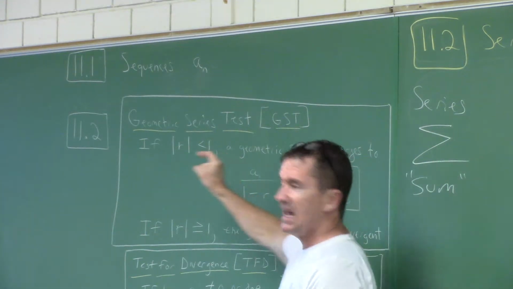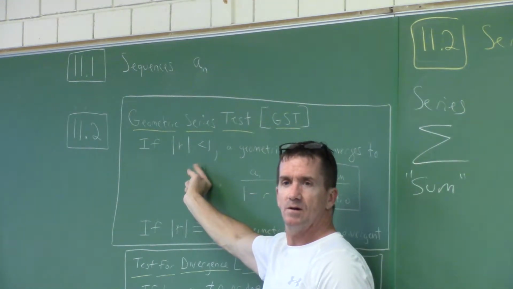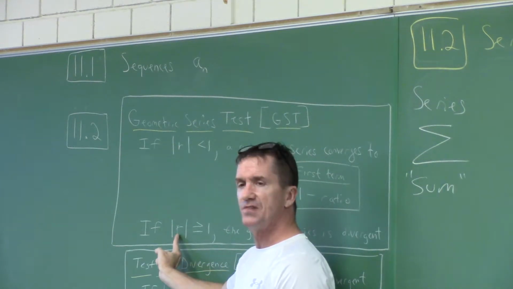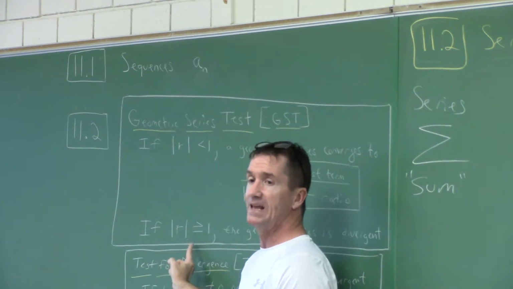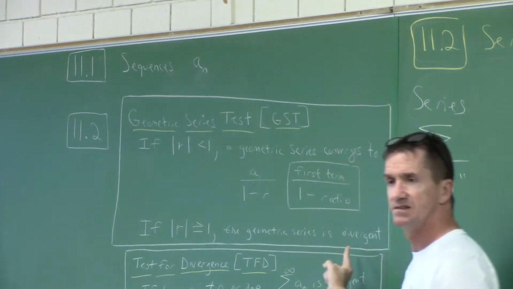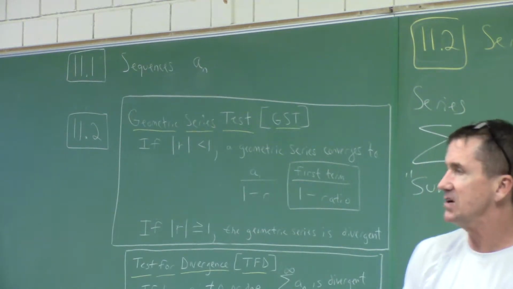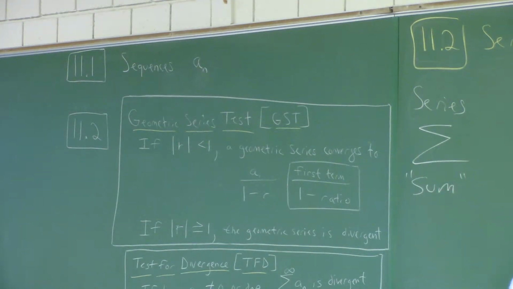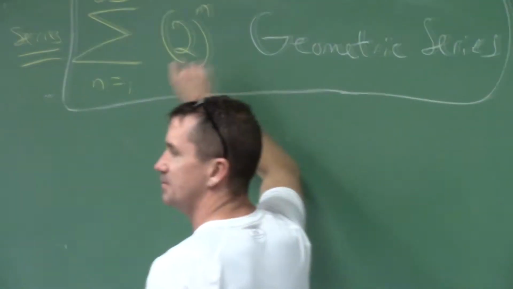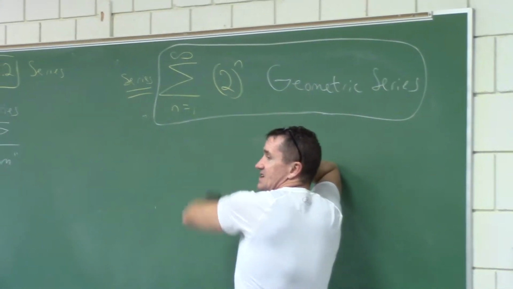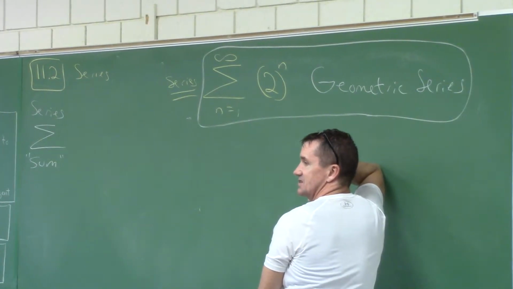It converges if the absolute value of the ratio is less than what? 1. But what if the absolute value of the ratio is greater than or equal to 1? What happens to the series? It's divergent. A very simple test. Cool? So I'm curious, how about this problem? Is this series convergent or is this series divergent?